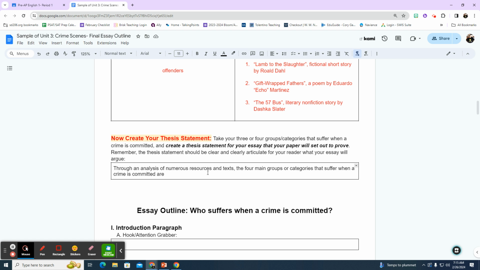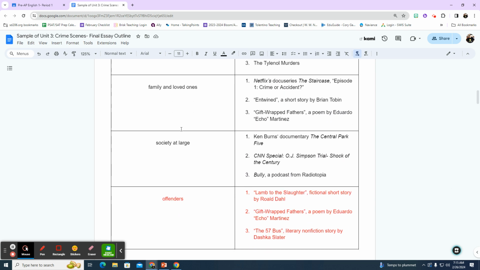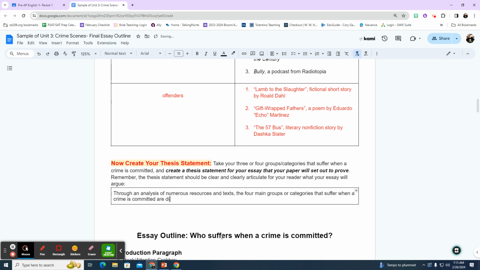Okay. So now, again, I have four here. So now all I simply have to do is list my four, right? So I come back up here and I look at my four right here, direct victims. So I'm going to go ahead and type out direct victims, family and loved ones, society at large, and offenders, period.